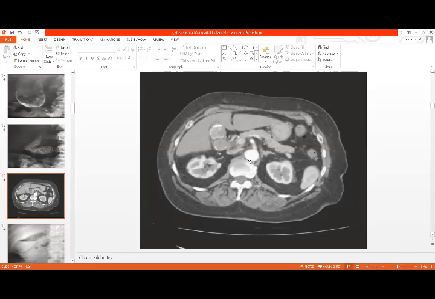You see this. This is the aorta. These are the kidneys. That's the spleen. All right. That's the stomach and the bowel, and that's the pancreas gland.